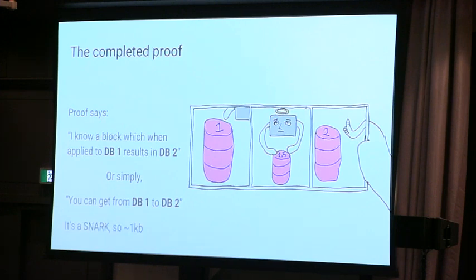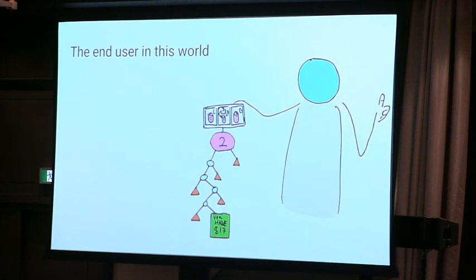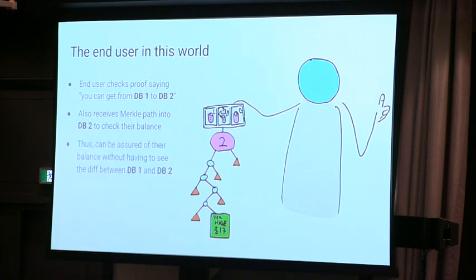And so now you have this little picture. It's not really clear what good this did. Maybe we could have sent the block, but this is a SNARK, so it's 1 kilobyte. In this world, what happens for the end user? The end user gets this proof saying you can get from database 1 to database 2. Let's say they're interested in knowing their balance. They also get a Merkle path into database 2. So say DB2 was really the Merkle root of database 2. Does it make sense? Everyone with me? OK.